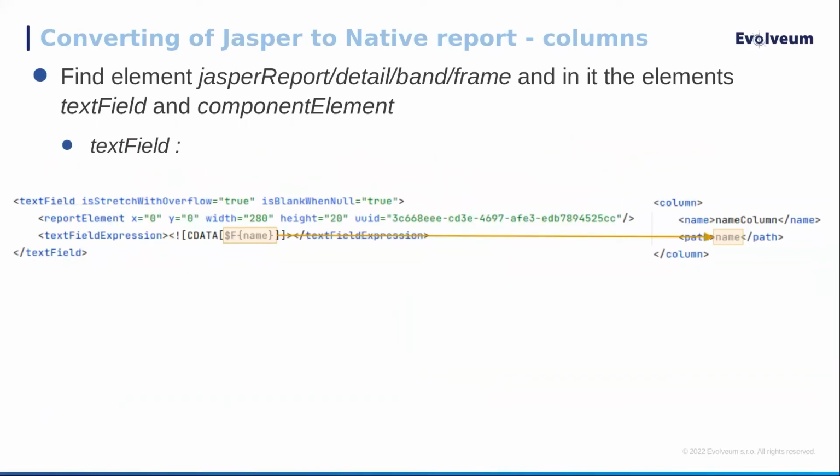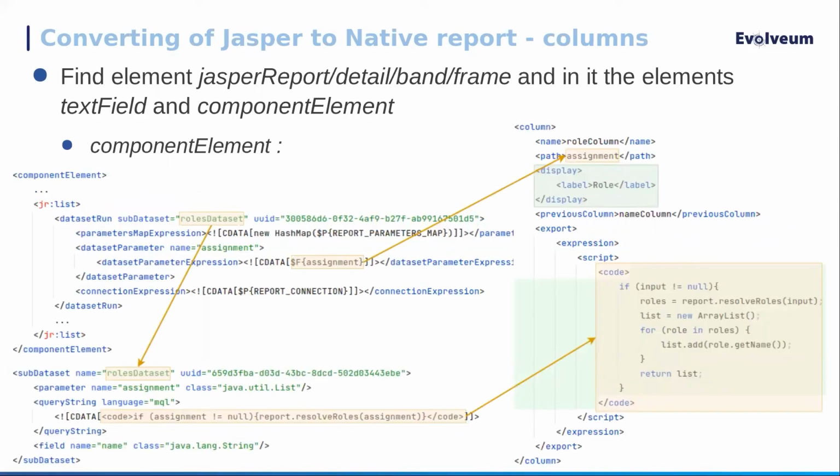As the last thing, we need to rewrite the columns. So we have to find the tag with the path Jasper report, detail, band, text field, and in it we see the text field expression tag. When a column describes an attribute of an object, then we define a path for the column. It is easier. Every column can have a label, which is shown in the header of the column, or MidPoint uses the attribute name based on the path of the column.